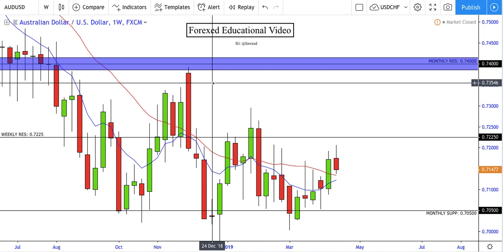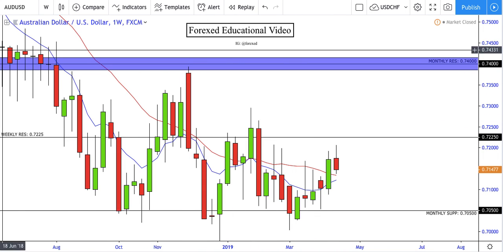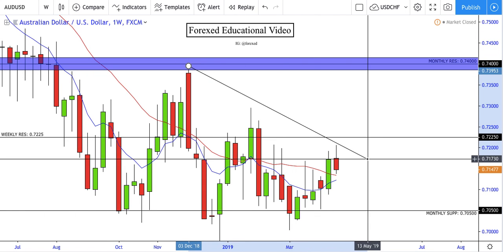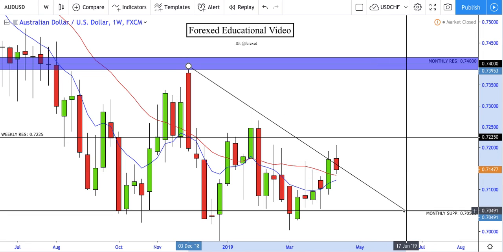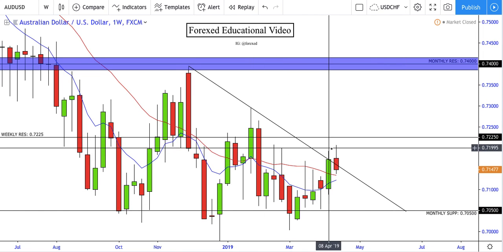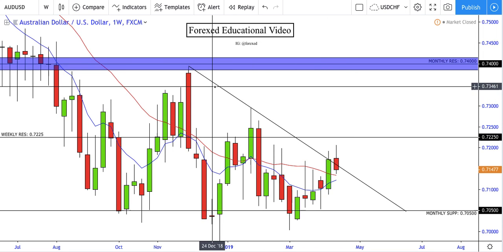I also noticed that there is a series of lower highs being formed. So you can see that this right here is the higher high, followed by the lower high over here, and the third lower high, which would be the bearish shooting star. Okay, so right off the bat, we have a bias already.